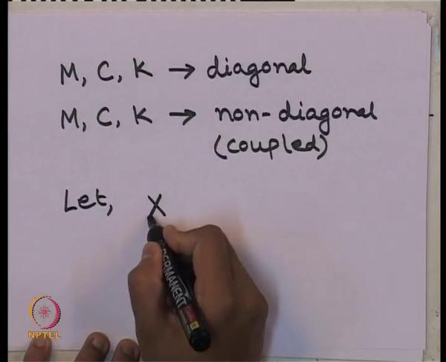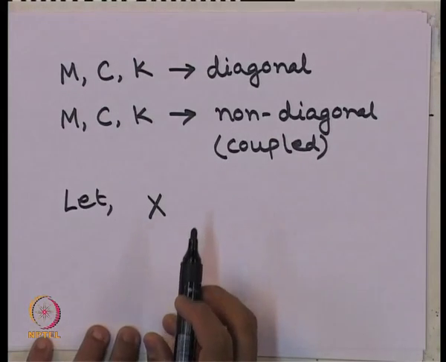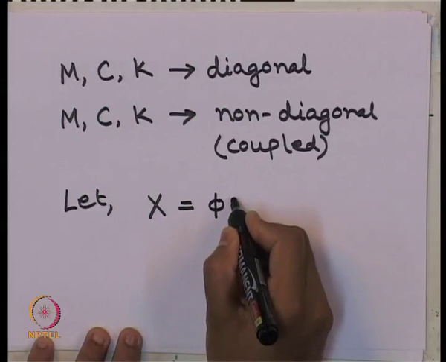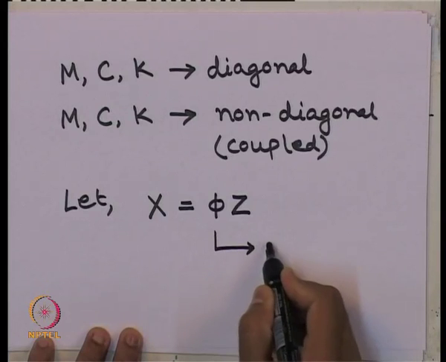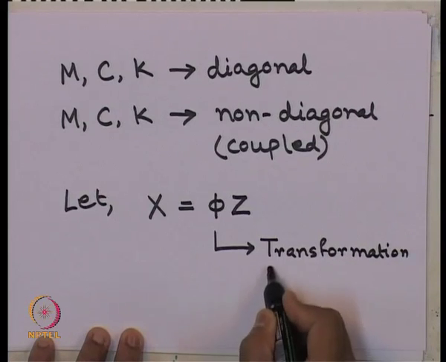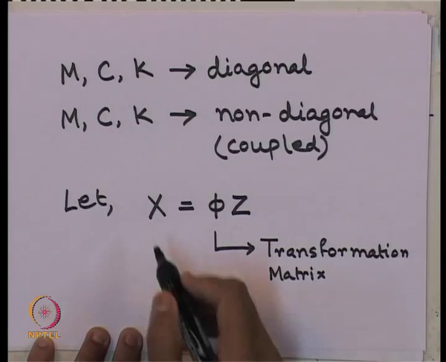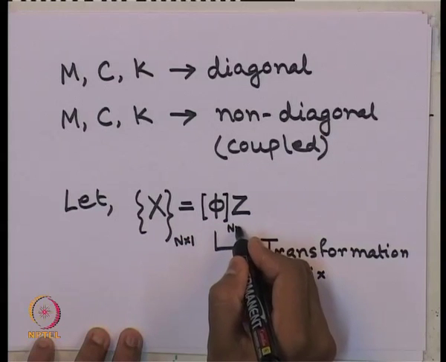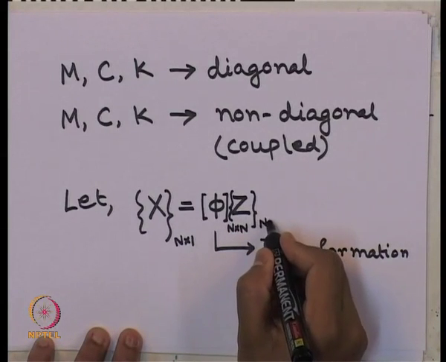So, let us say the solution is the x vector. Remember, I am writing these as vectors and matrices now. These are not single numbers. Okay. So, the x vector, let us say, is given as phi times the z vector. Phi is a matrix which is called the transformation matrix. So, if we have considered an n degrees of freedom system, this x vector will be of size n by 1, the transformation matrix will be of size n by n, and the new coordinate vector z will be of size n by 1.